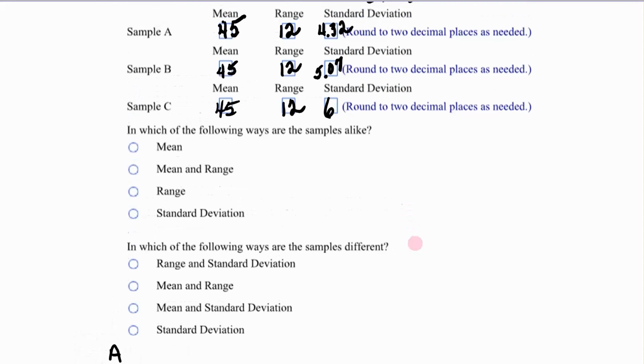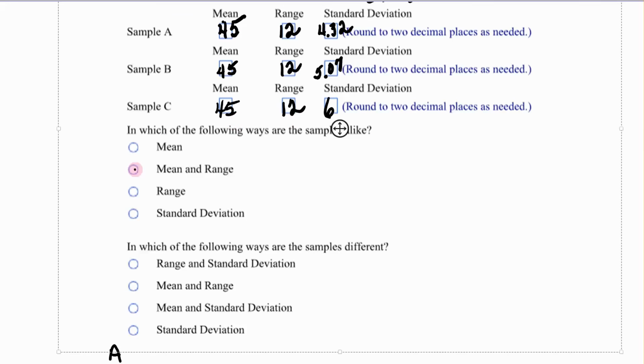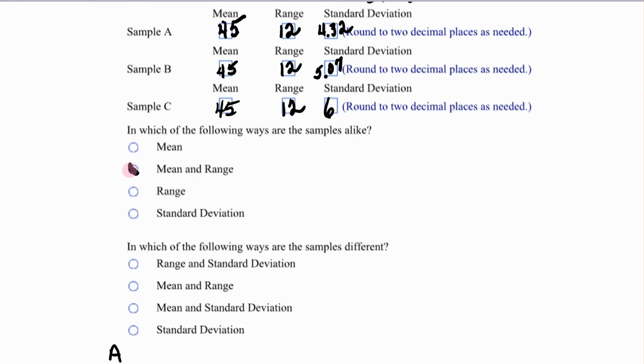All right, they all had 7 data values. They all had means of 45, but their standard deviations were very different. All right. The last couple of questions here say, in which of the following ways are the samples alike? The means are alike, the range is alike, and that's it. So we'll choose mean and range. In which way are they different? In its standard deviation.